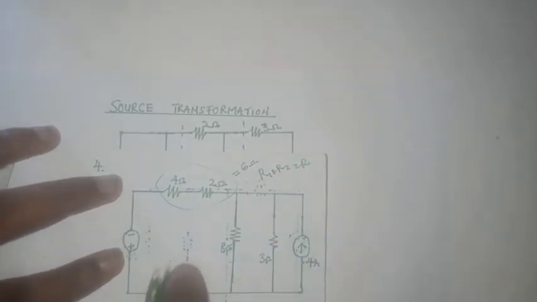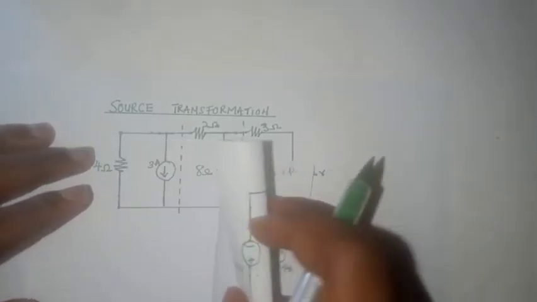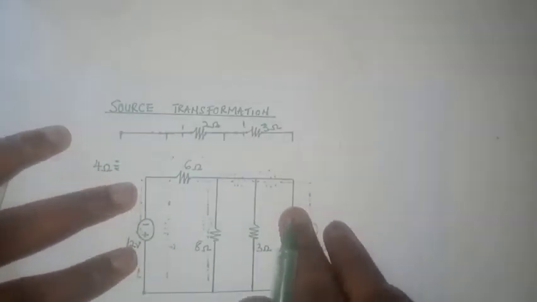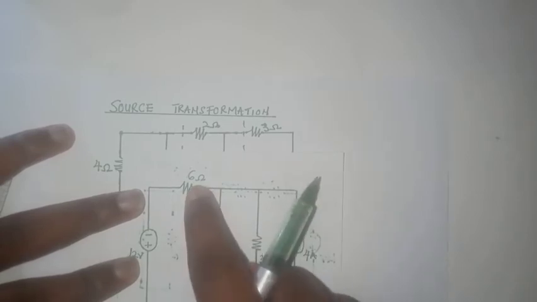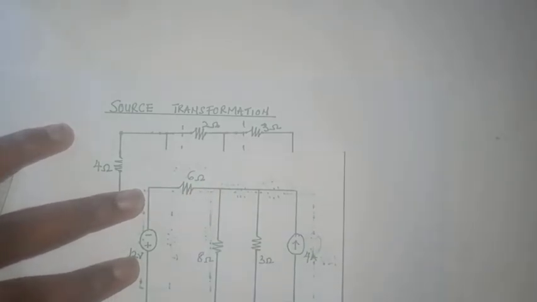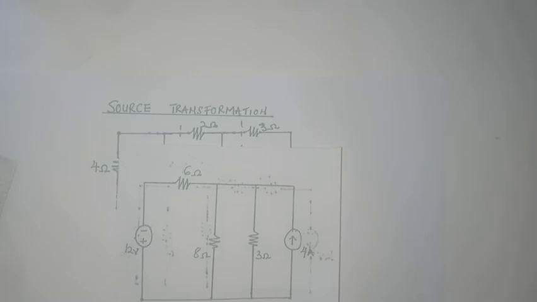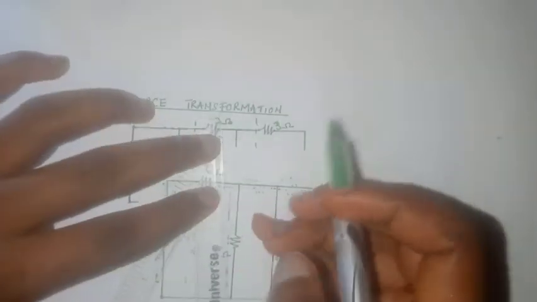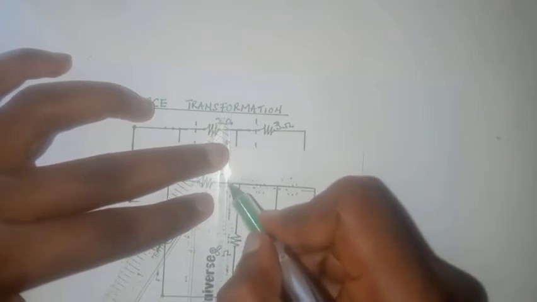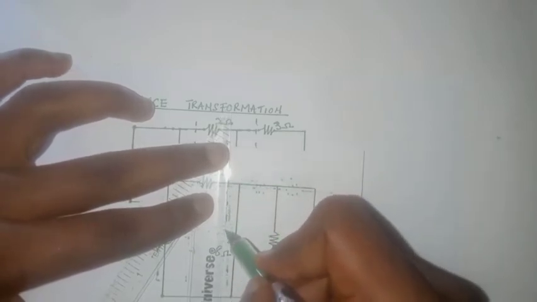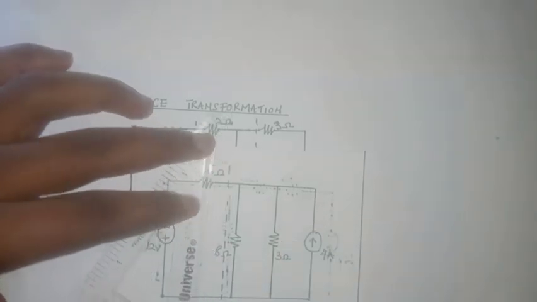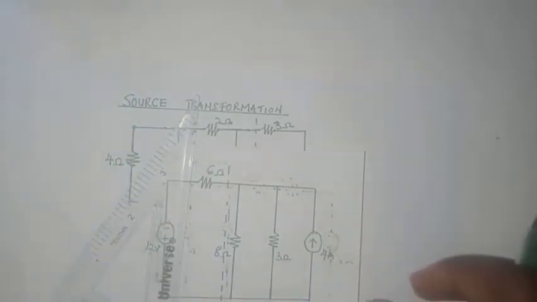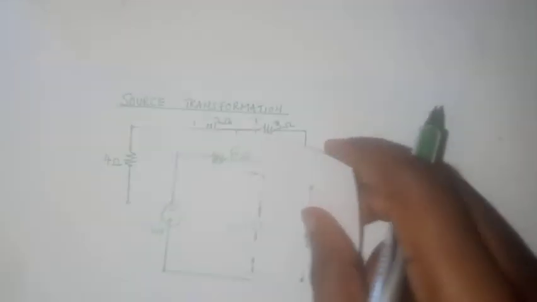And then we would have a circuit that looks something like this, with the 4 ohm and the 2 ohm resistors replaced with a single 6 ohm resistor. Then we can take it one step further by disconnecting this port from the circuit, and performing a source transformation on it, and disconnecting it from the circuit, we would have something like this.